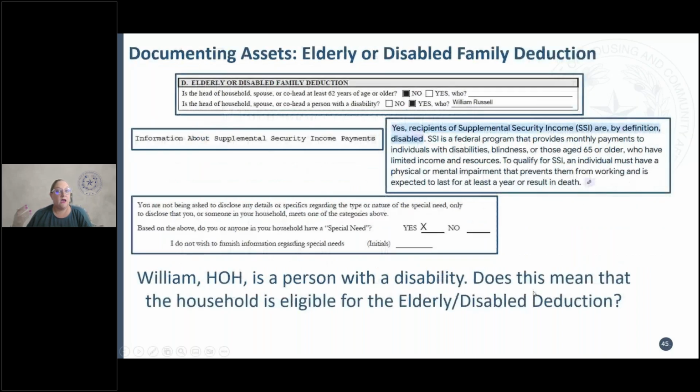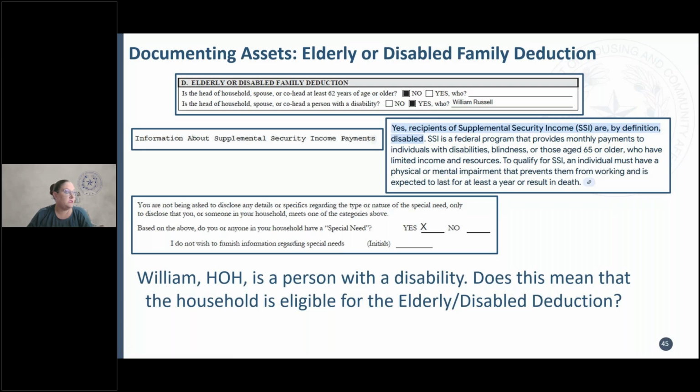So, is our household eligible for this deduction? We can see on the screening tool that William is a person with disabilities. William gets supplemental Social Security income, which by definition means he's disabled. And he's marked yes on the special needs verification. So if we needed to, we could get a doctor's letter, but I think this file has enough to say that we can make this determination.